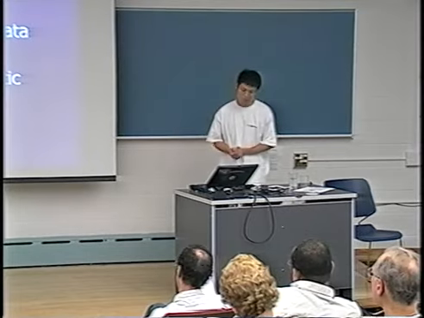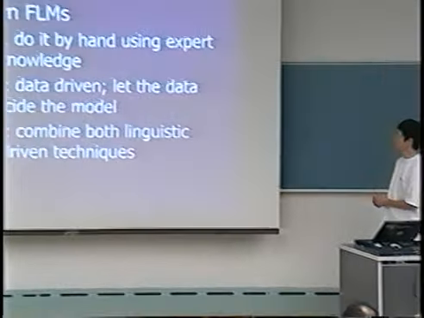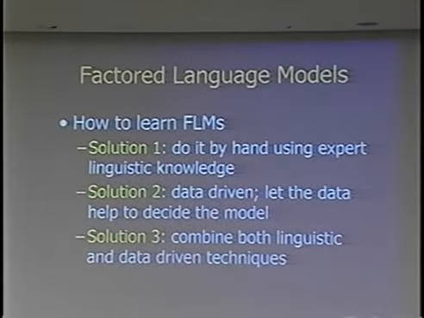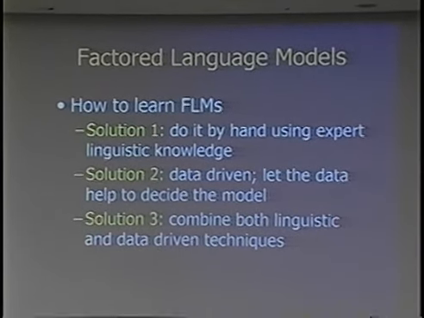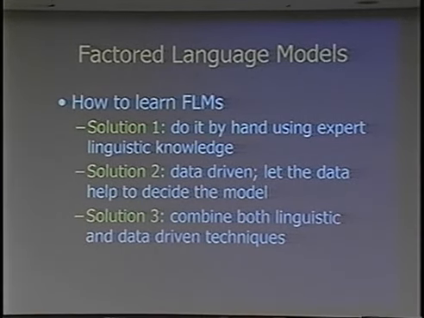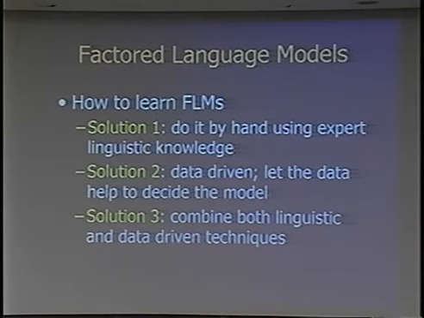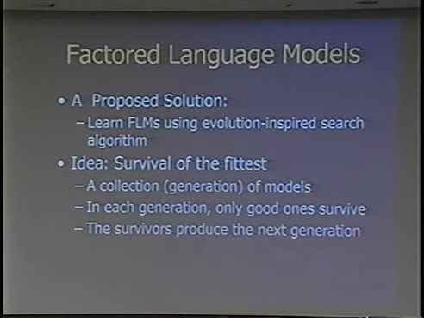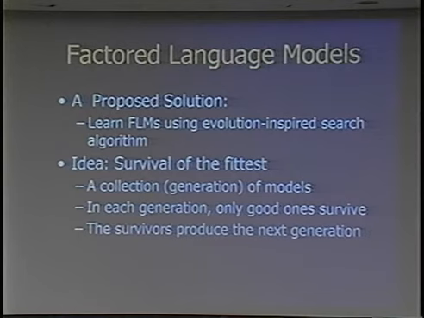There are a couple of solutions. We can do it by hand, using some expert linguistic knowledge to build up that this factor is related to that factor, and so on and so forth. Or we can use a pure data-driven approach, and the data helps us make the decisions. Or we can combine these two techniques together. Here I propose a solution which I call evolution-inspired search, which is directly related to the genetic algorithm.